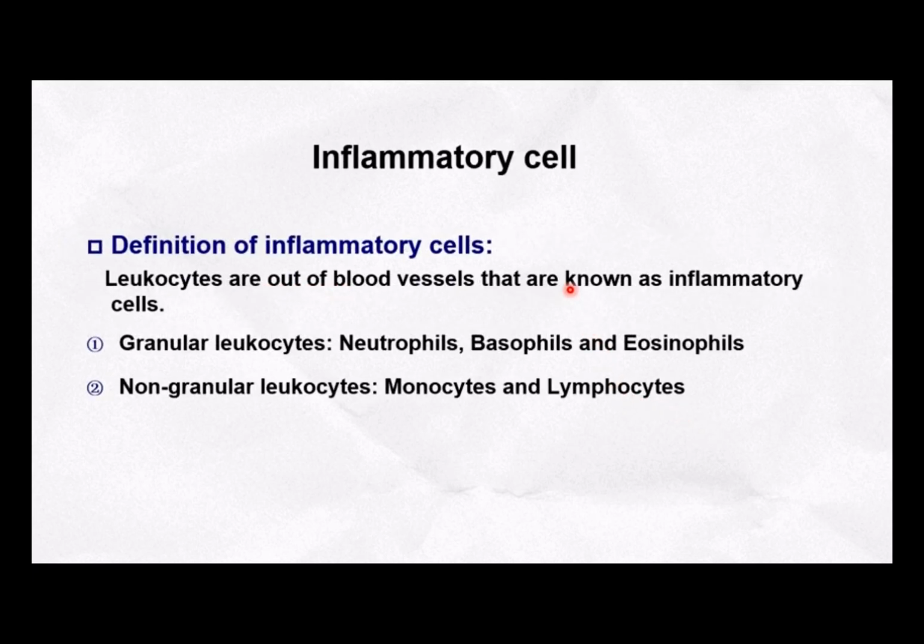Leukocytes that are out of blood vessels are known as inflammatory cells. Inflammatory cells include granular leukocytes and non-granular leukocytes. Granular leukocytes include neutrophils, basophils, and eosinophils. Non-granular leukocytes include monocytes and lymphocytes.